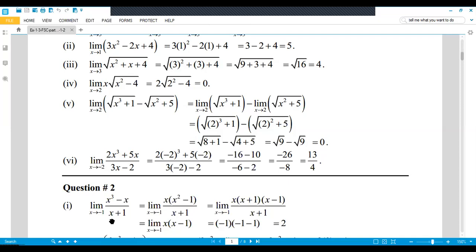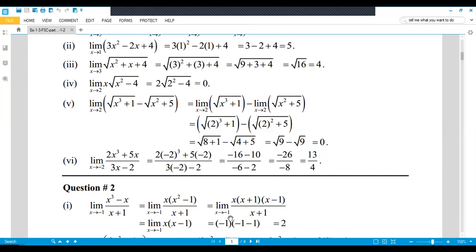First part is limit x approaches -1, x cube minus x, over x plus 1. If you check in the numerator, x is common. So you take x common. When you take x common, what is left? Here x cube, when you take x common, it will be x square minus 1. And in the denominator, x plus 1 as it is.